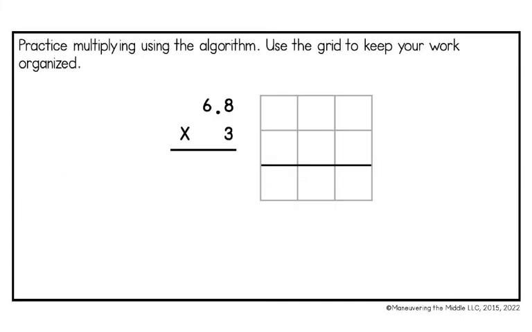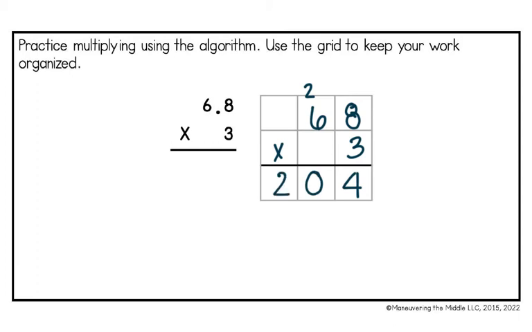All right, so now let's practice actually multiplying with decimals. So our first question is 6.8 times 3. So remember, when we are multiplying with decimals, we ignore the decimal. So I'm simply just going to have 68 times 3, and we multiply going from right to left. So 8 times 3 is 24. I'm going to put down my 4, carry my 2, 3 times 6 is 18, plus 2 is 20.